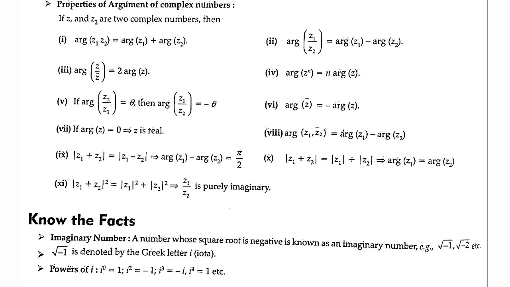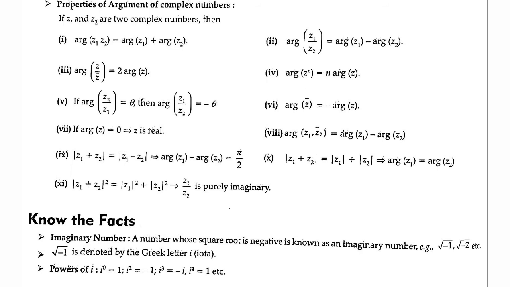modulus of z1 plus z2 is equal to modulus of z1 minus z2. It implies that argument of z1 minus argument of z2 is equal to pi by 2. Modulus of z1 plus z2 is equal to modulus of z1 plus modulus of z2 implies argument of z1 is equal to argument of z2. Modulus of square of z1 plus z2 is equal to square of modulus of z1 plus square of modulus of z2, implies z1 upon z2 is purely imaginary number.